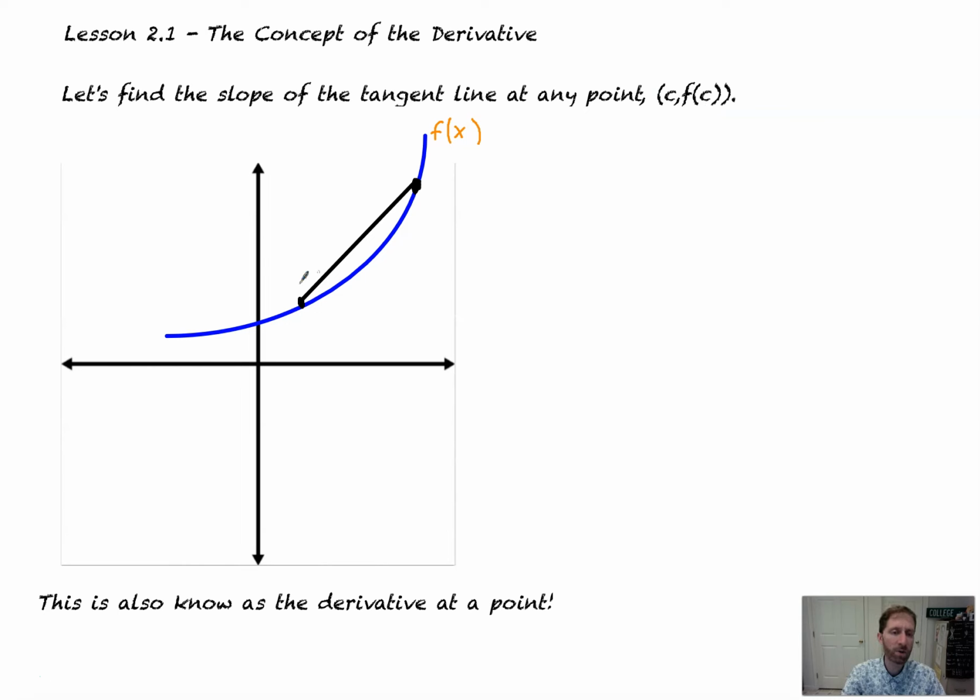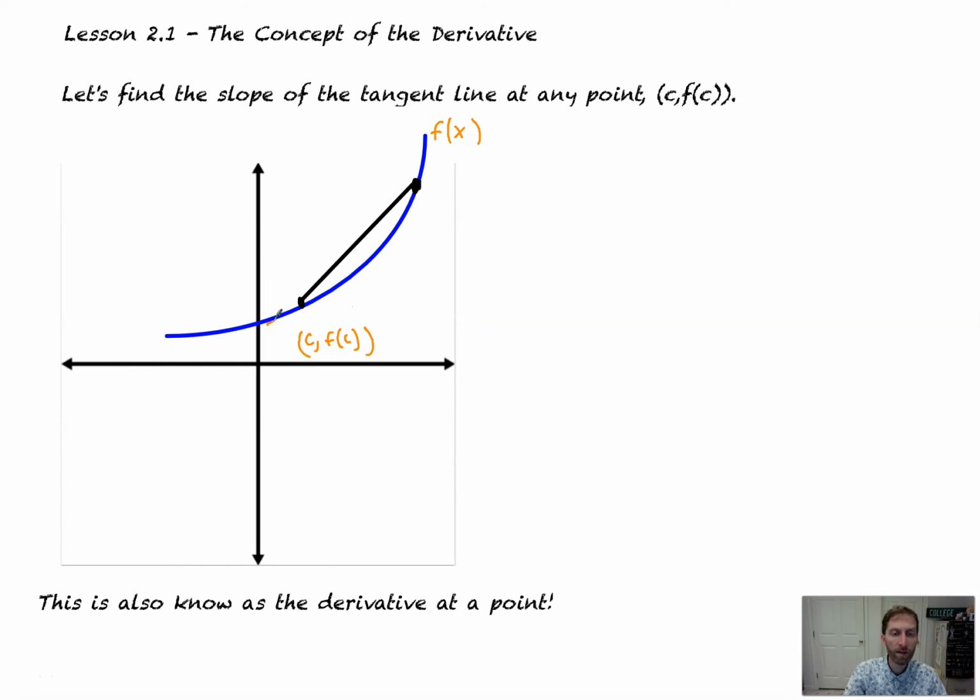So let's say you've got some curve f of x, and you've got a point right here, and that point we'll call c, f of c. Not so bad. So that means we took an x value, called it c, plugged it into the function to find what the y value is, and we got f of c out. That's this point right here.